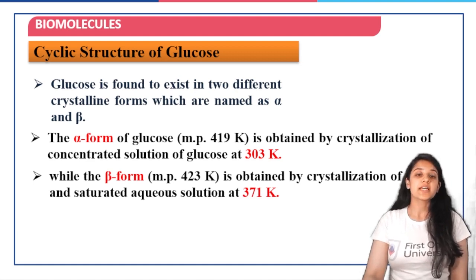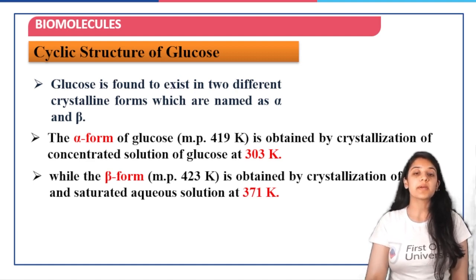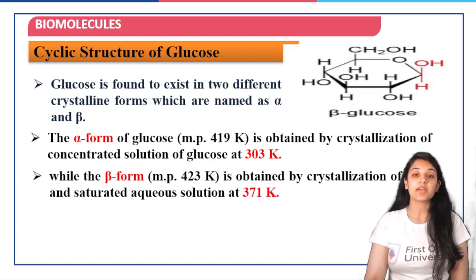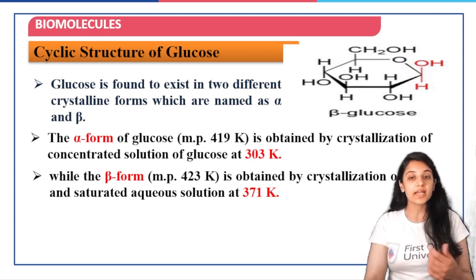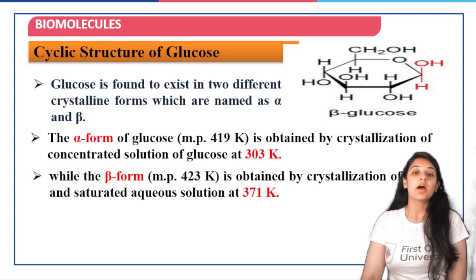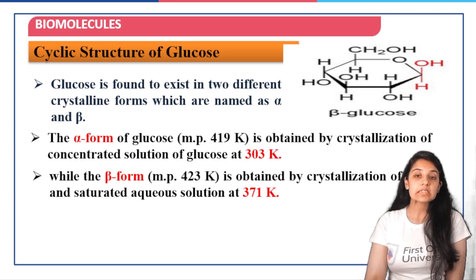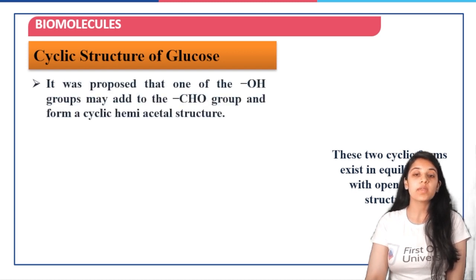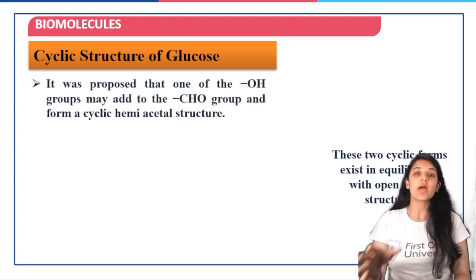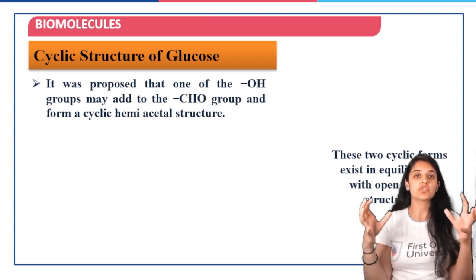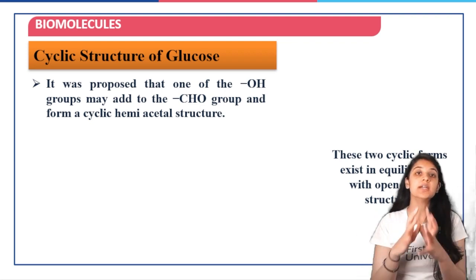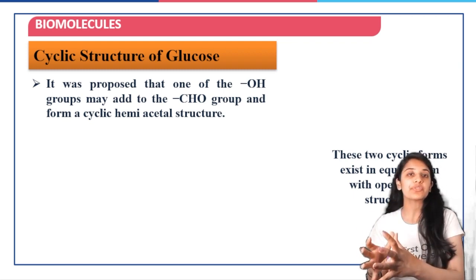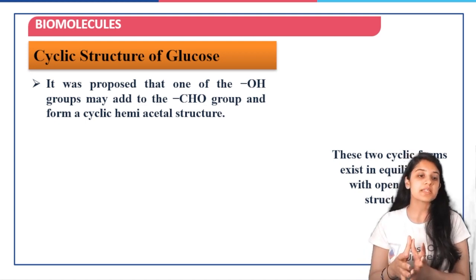While the beta form, which has a melting point of 423 Kelvin, is obtained by the crystallization of a hot and saturated aqueous solution at 371 Kelvin. Now, this is the beta form. You will realize that there is a difference in the alpha and beta structures based upon the positioning of the OH groups. These 2 cyclic forms exist in equilibrium with the open chain structure. So alpha form, beta form, and the open chain structure, all these are in equilibrium with each other. You cannot say at what point of time this particular structure is going to be present and at what point of time another structure of glucose is going to be present in solution.